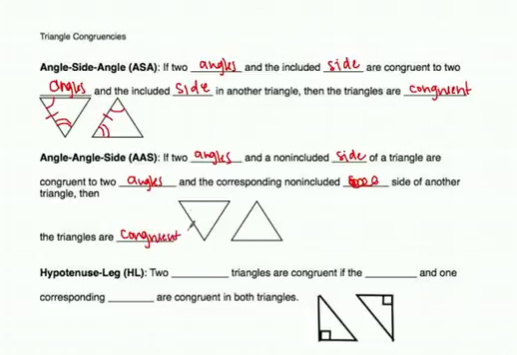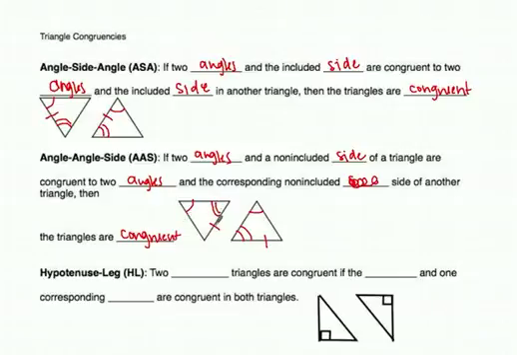So for example, if I have this angle is congruent to this angle, and I have this angle is congruent to this angle, and I have this side is congruent to this side. So notice that these are two angles. This is a side that is not in between these two angles. Same thing here. Then I can prove that these two triangles are congruent.